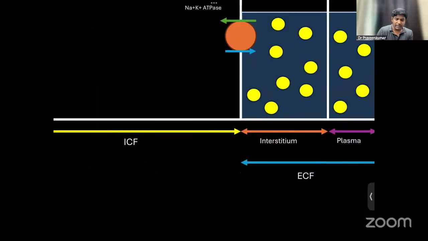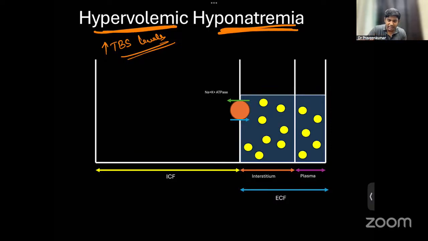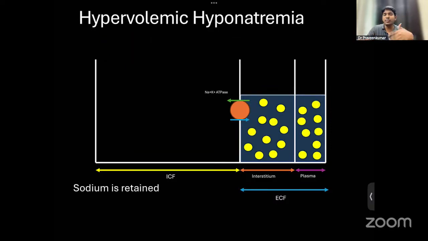So what do you mean by hypervolemic? Hypervolemic means what happens to the sodium level? Increased total body sodium levels. So when there is increased total body sodium, why do you get hyponatremia? Now tell me. This is the actual image. This image has some sodium molecules. Now there are a few more sodium molecules which are retained. There is increased sodium. Whenever there is increased sodium and the blood becomes thick, what happens to the water level? Water level also increases, right?